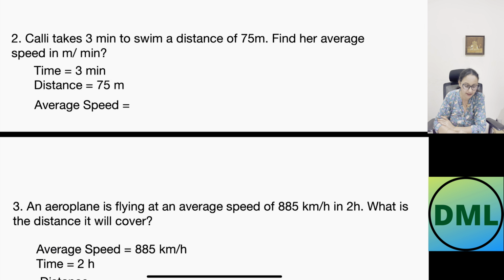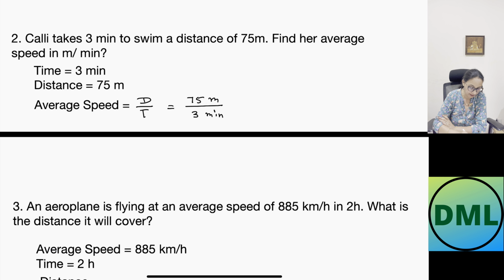I have to calculate the average speed. As we know, speed is given by distance over time. This will be 75, my distance, which is in meters, divided by the time, 3 minutes. Do I have to calculate my answer in meters per minute? Yes, I have to calculate my answer in meters per minute.